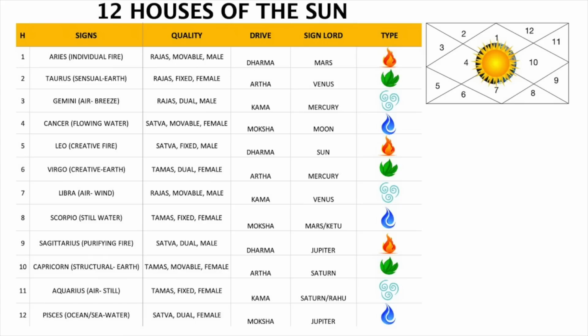The drive of the particular sign, we are talking about the signs of the zodiac which move around the 12 houses of the sun. The sign Lord, as per Vedic astrology, and the type of energy it carries, which is earth, air, fire, water. Okay, basically 4 elements. Now, this is the driving point of the entire basis of astrology.